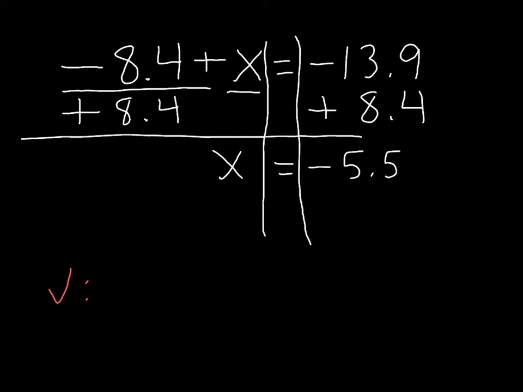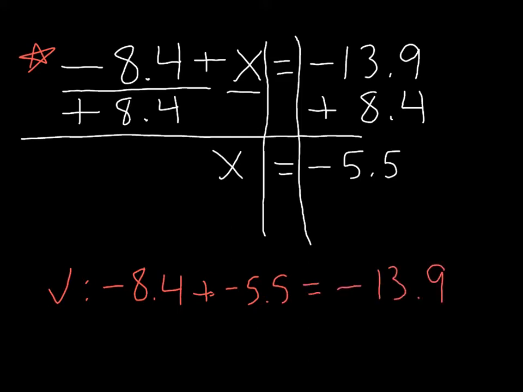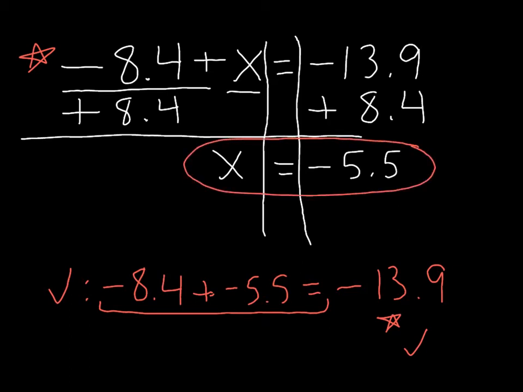I'm going to rewrite my original equation up here, negative 8.4, but now instead of the x, I'm going to plug in negative 5.5 equals, and we'll see what it equals in our calculator. So we'll type in this first part up to the equal sign, negative 8.4 plus negative 5.5, and I do get negative 13.9. So this checks out. I can circle my final answer. X equals negative 5.5. Okay, we have one more example left.